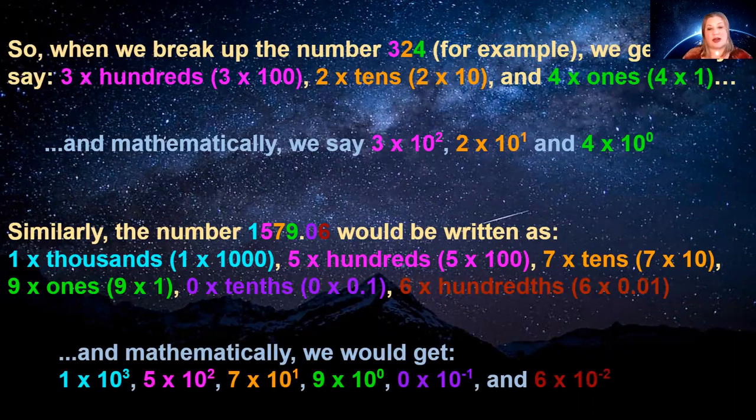Mathematically, you can see the correlation. I tried to use the colors to go along so you could match it up. So thousands would be written as 10 cubed. Hundreds would be written as 10 squared. So if we have 5 hundreds, for example, we could say 5 times 10 squared.